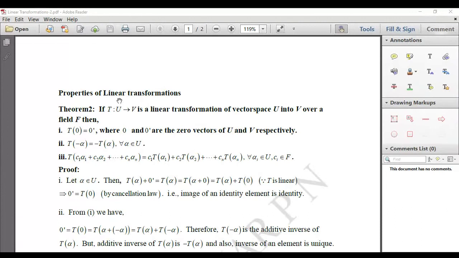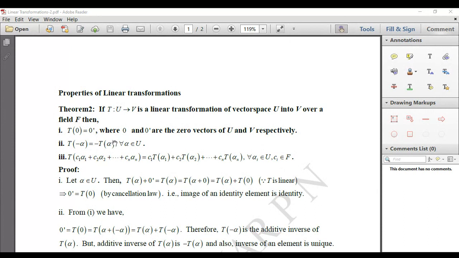We are already familiar with the definition of linear transformation. A mapping T from one vector space to another vector space is said to be a linear transformation provided the image of alpha plus beta is the image of alpha plus the image of beta under the mapping T. That is, T of alpha plus beta is equal to T of alpha plus T of beta. And the second condition is the image of C alpha, that is T of C alpha, is equal to C into T of alpha, where alpha and beta are coming from U and C is any scalar element.